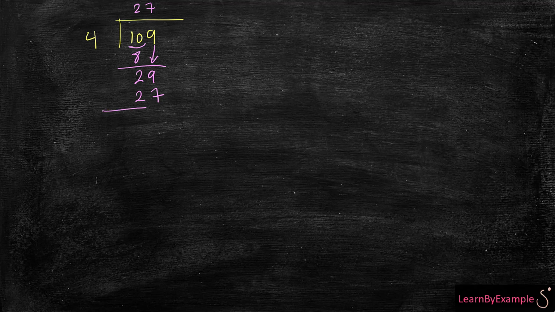Okay, so 29 minus 27 is 2. Another way I could write this is that 109 is equal to 4 times 27 plus the remainder, which is 2. Now I'm going to use the same logic to do this with a polynomial.